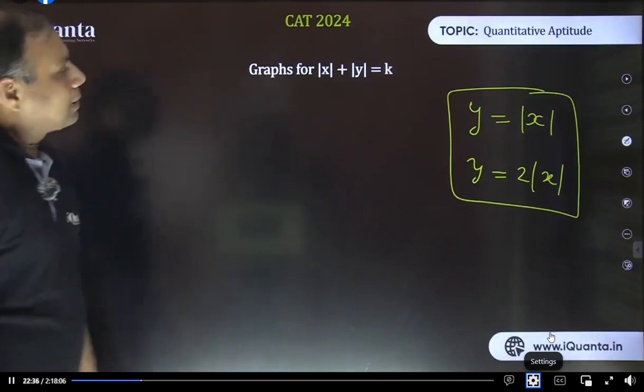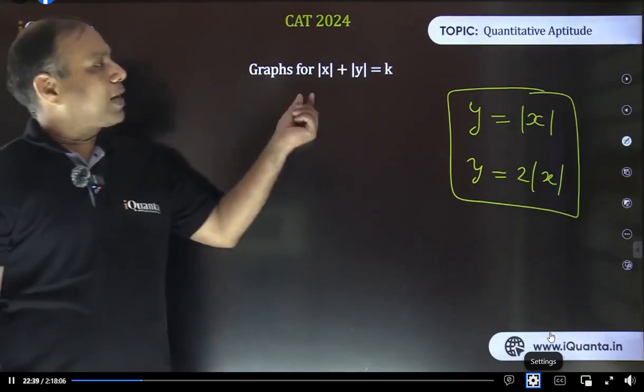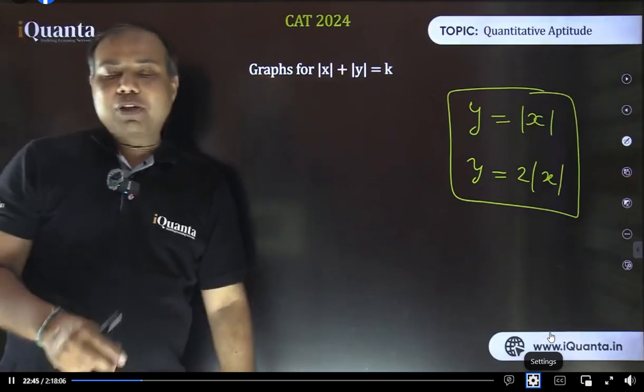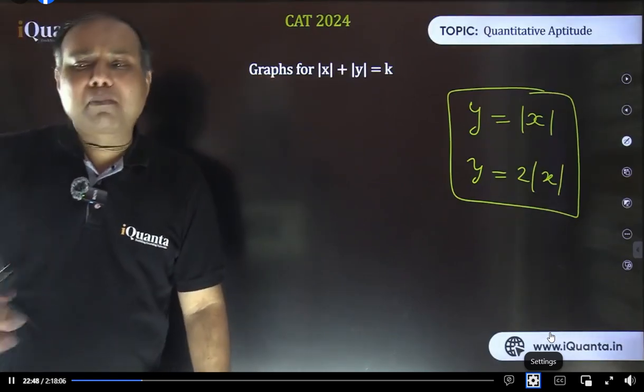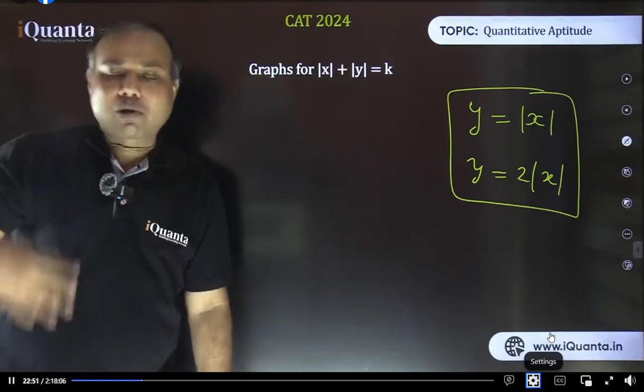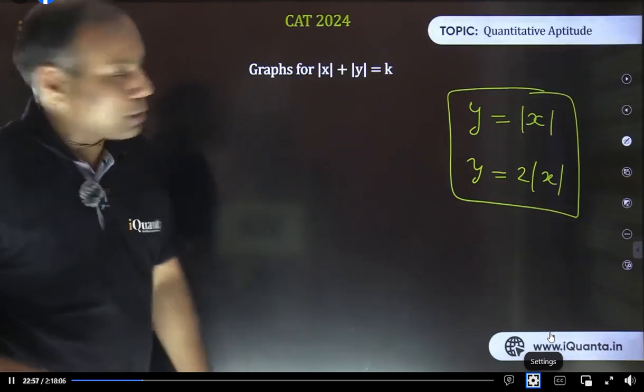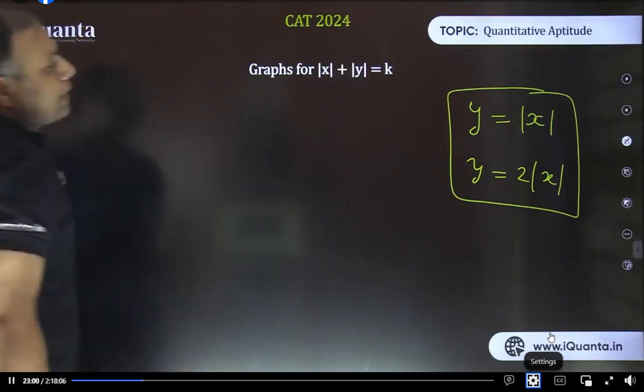Okay, let's come to today's topic now. So graphs for mod x plus mod y equals to k. There are some specific type of graphs. This is one of them which have been asked in CAT repeatedly, in many years, consecutive years, and various kinds of questions have been asked on this. So we are going to discuss all those things. So mod x plus mod y equals to k.